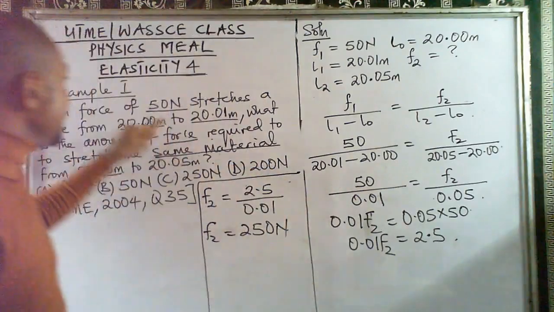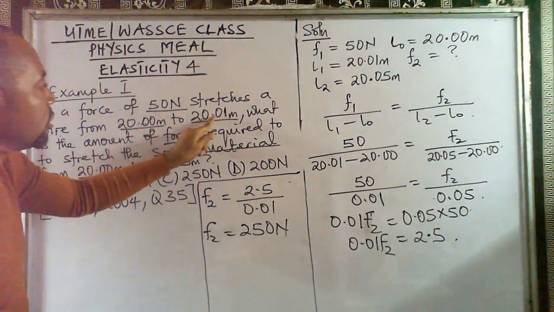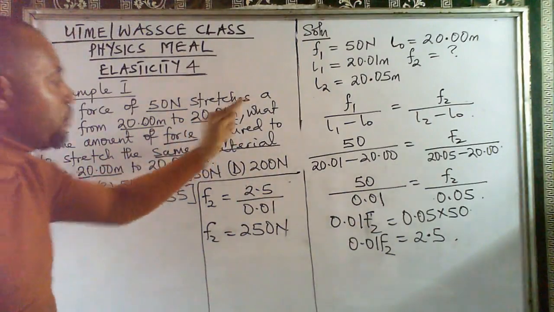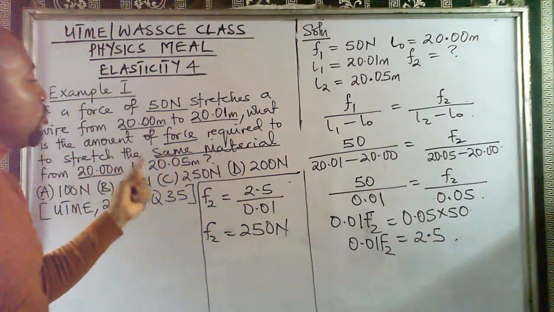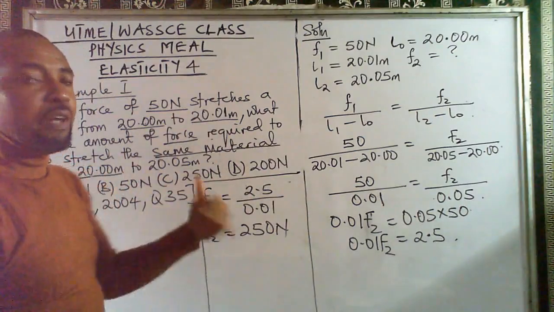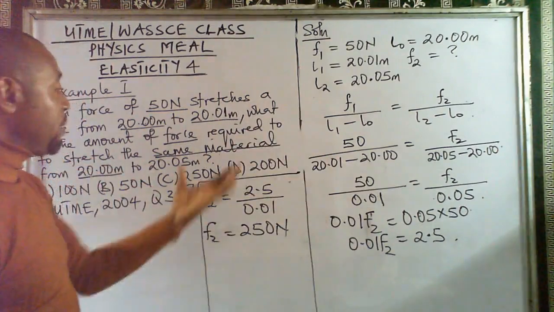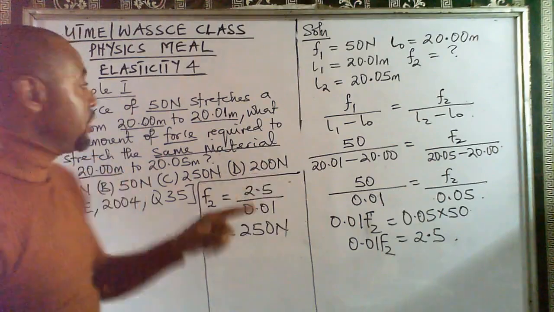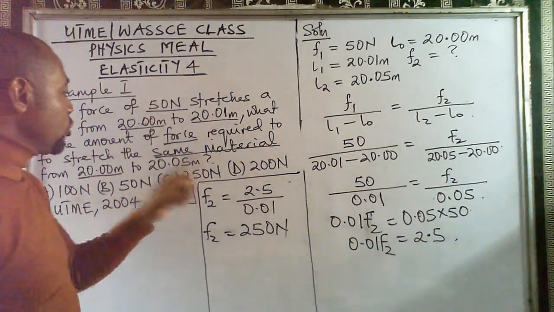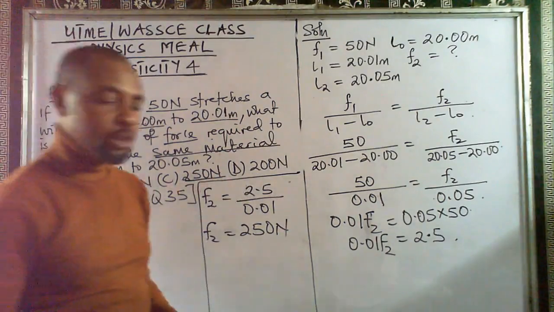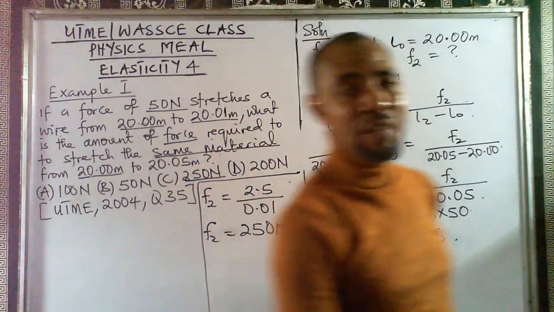Now, if you are good at mathematics and you have an understanding of what the law is, the moment I see that 50 only produces an extra 0.01, it means another 50 will produce 0.02, another 50 will produce 0.03, another 50 will produce 0.04, and the next 50 is 0.05. That means how many 50s now? Five 50s. And 5 times 50 is going to give me 250 Newton. That's our answer. But you need to have an understanding of that law.